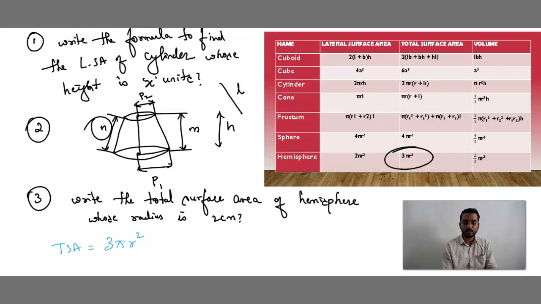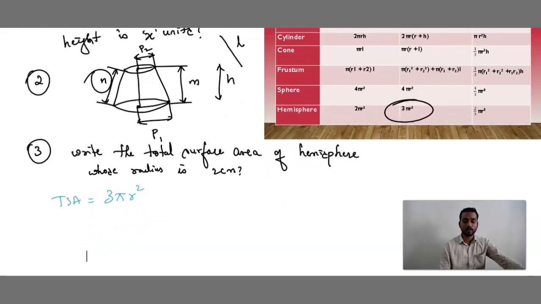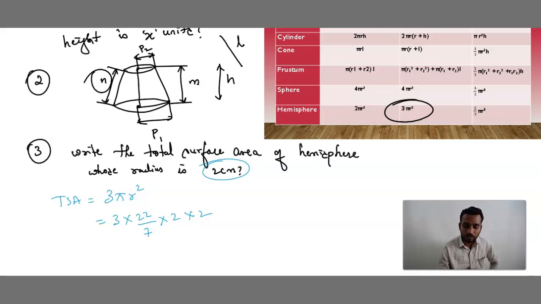Now what should we write here? Total surface area is equal to 3 pi r square, equal to 3 into pi, which is 22 by 7, into r square. What is the radius he has given? 2 centimeters. So we should write 2 square, which is nothing but 2 into 2. Now one thing I just want to tell you in terms of calculation. See here, what is the number in denominator? 7.